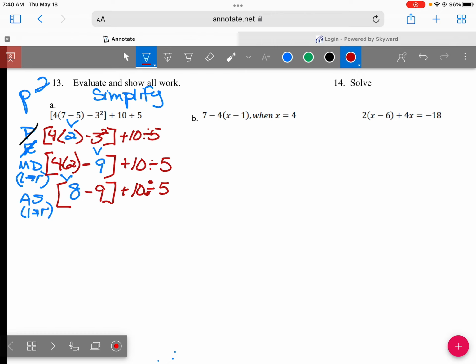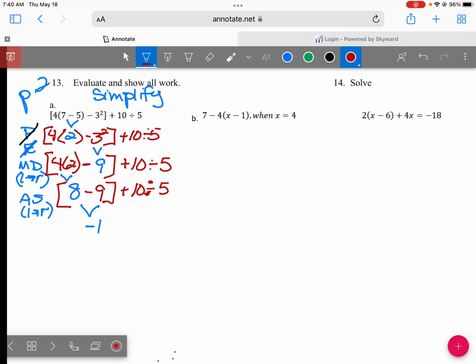Okay. All right. Now, I've got brackets, and I have some addition. I've got brackets, addition, and division. So what should you do next here? The brackets, because the brackets really are like parentheses, okay? So let's take 8 minus 9. That gives me negative 1.